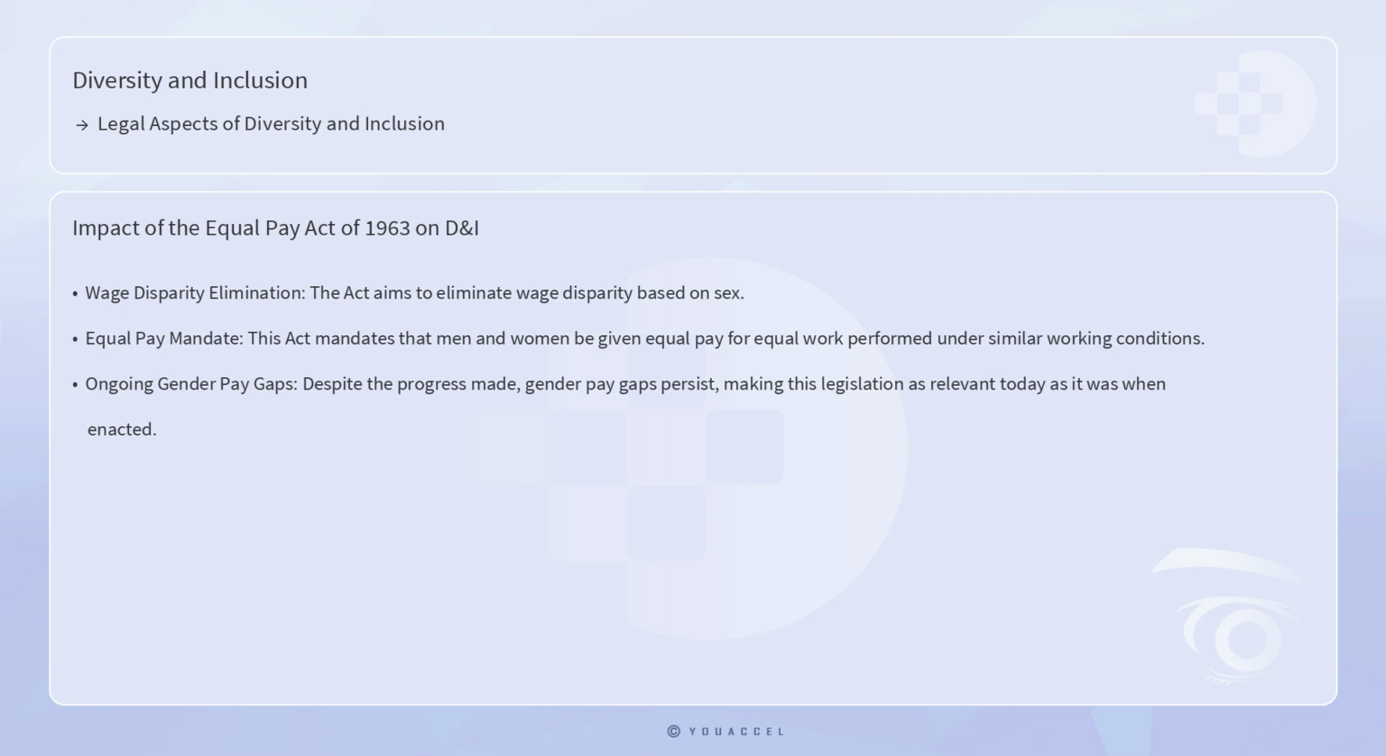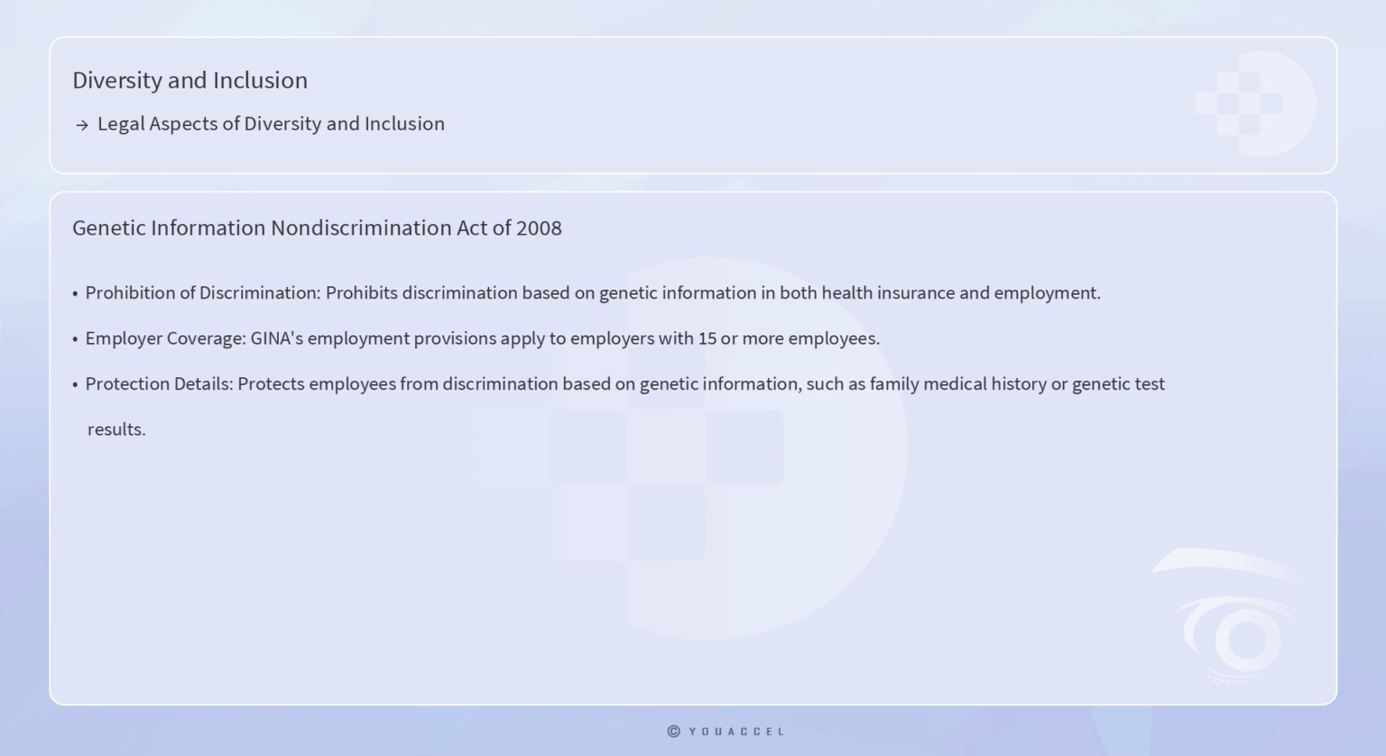The legal landscape of D&I is also shaped by the Equal Pay Act of 1963, which aims to eliminate wage disparity based on sex. This act mandates that men and women be given equal pay for equal work performed under similar working conditions. Despite the progress made, gender pay gaps persist, making this legislation as relevant today as it was when enacted. Another critical piece of legislation is the Genetic Information Non-Discrimination Act of 2008, which prohibits discrimination based on genetic information in both health insurance and employment.